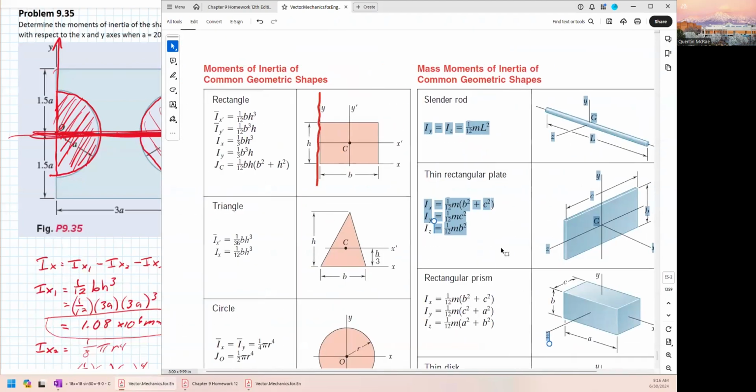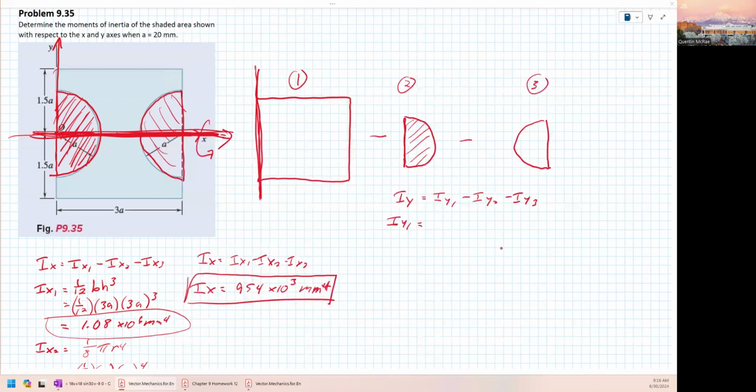It's 1/3 BH cubed. It's always going to be the base, the portion parallel to here, and the portion perpendicular to here cubed. So in this case, 1/3 BH cubed. Luckily, in this case, it's easy to not get lost because B and H are the same values, but this distance is B and this distance is H. But it's the same thing, so it's 1/3 times 3A times 3A cubed. So it's 3A to the fourth.